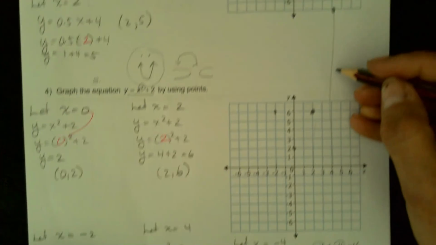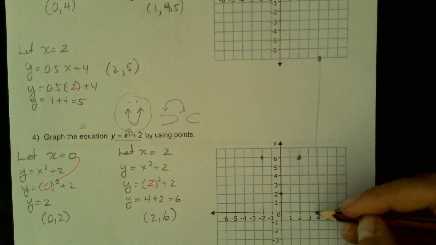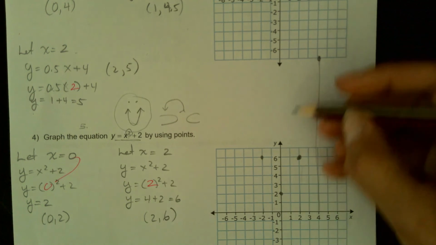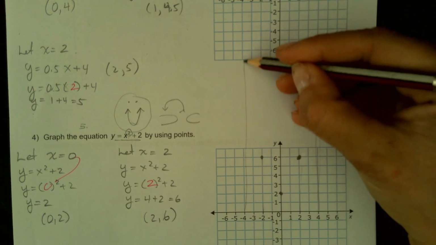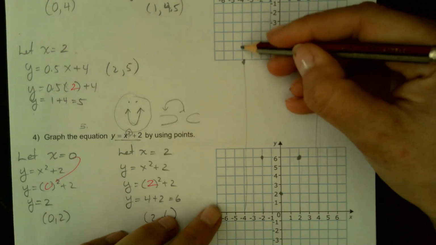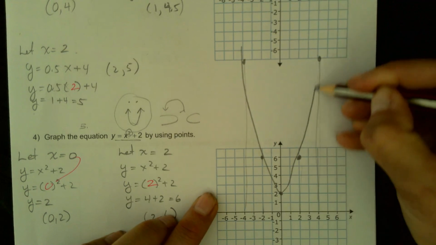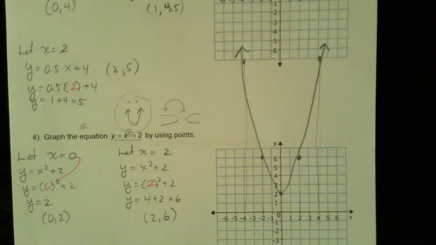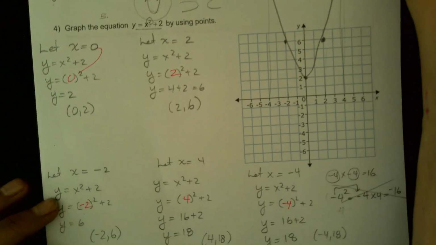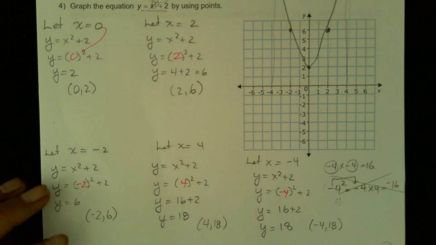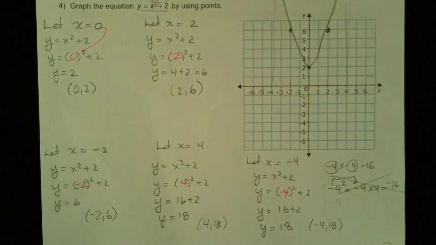I'm going to move it down so you can see me. So if it's 4, it's like way up here. And if it's negative 4, then it's like way up here. So then it sort of looks like this. There. So you can see why I chose 5 points, because it helps me understand the shape of my graph. If I just put 3, I wouldn't really understand.